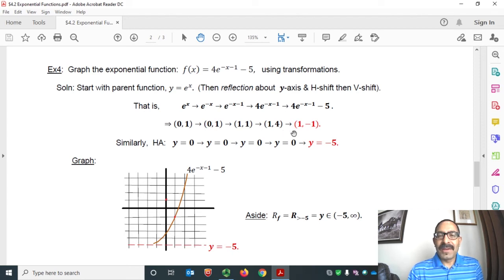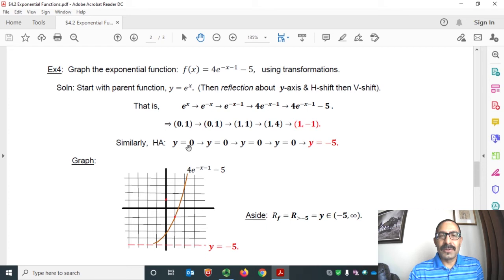And in our final transformation, we are shifting the graph 5 units down. That means I'm subtracting 5 from the y coordinate, keeping the x coordinate as it is. So here's 1 as it is. 4 minus 5 gives you -1. Great. Similarly, let's see the horizontal asymptote.